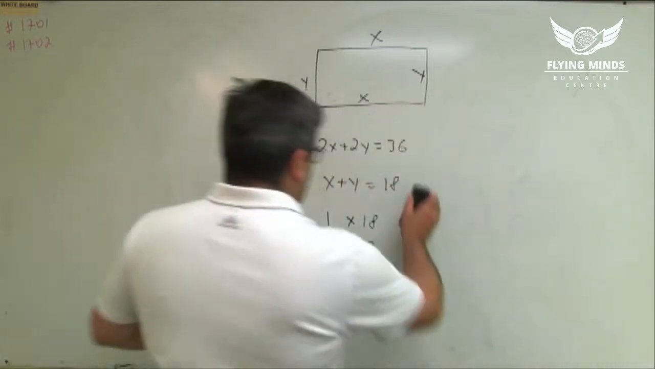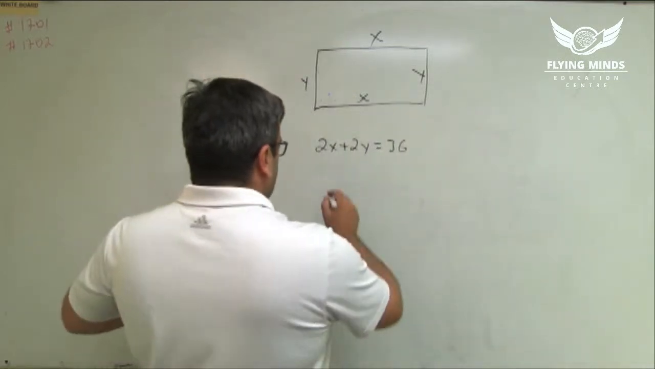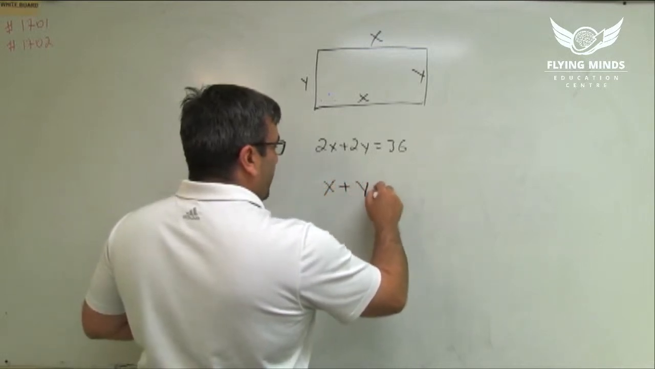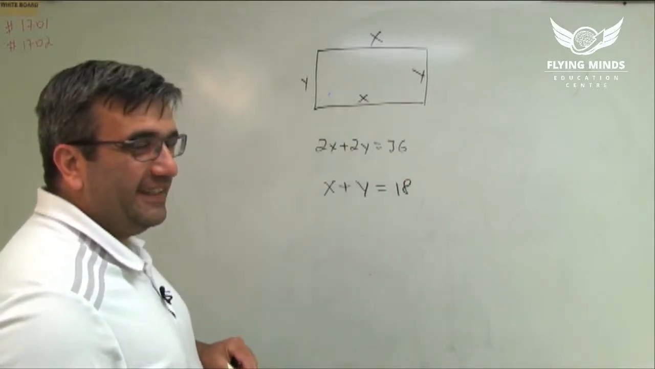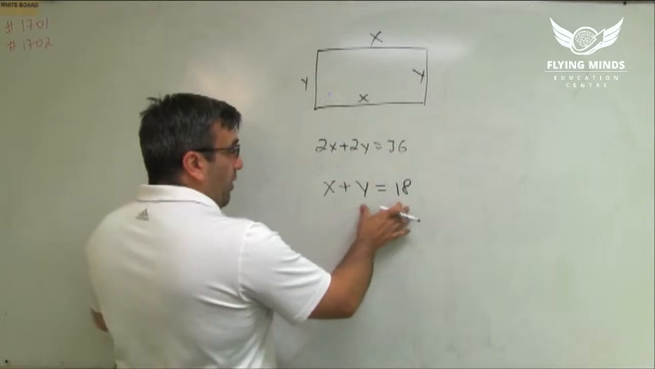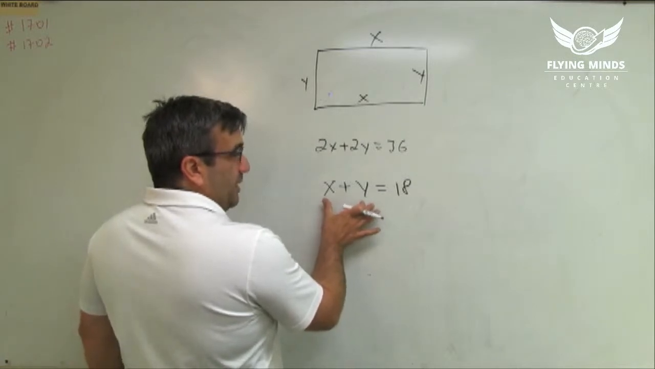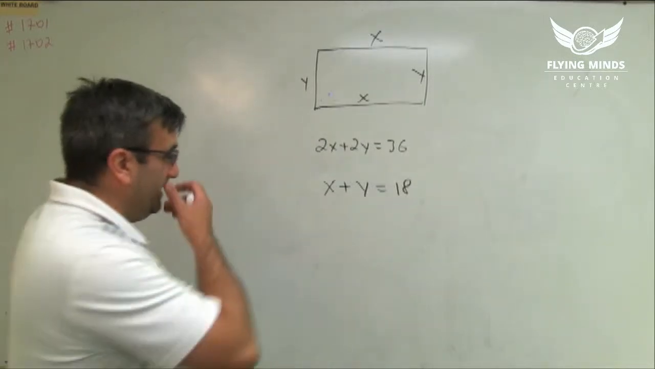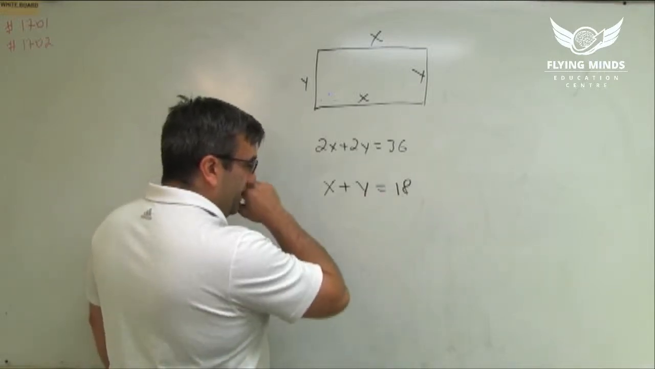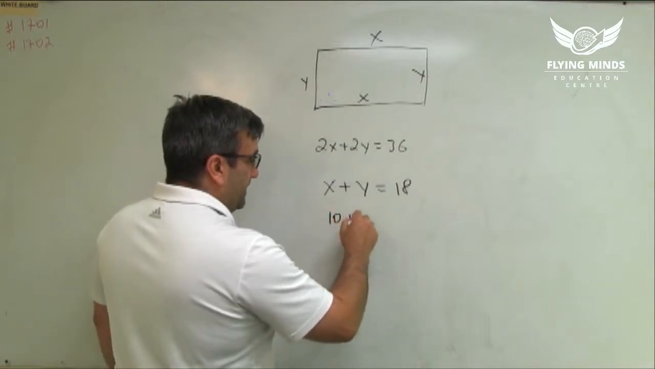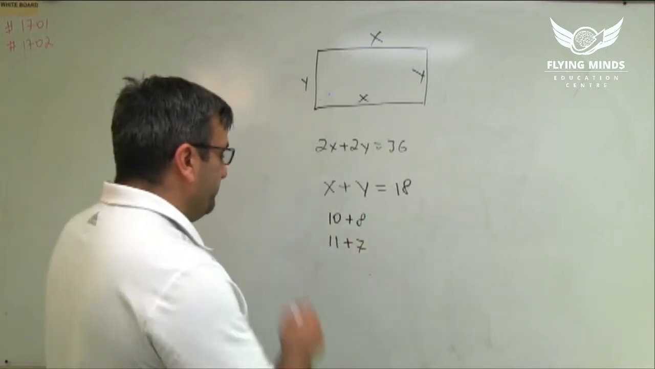Sorry, that's wrong. X plus y equals 18, right? So we'll have the greatest possible area when x and y are close together, right? We'll get the biggest possible area. So 18 could be 10 plus 8, 11 plus 7, right?